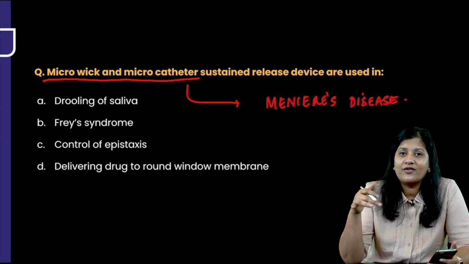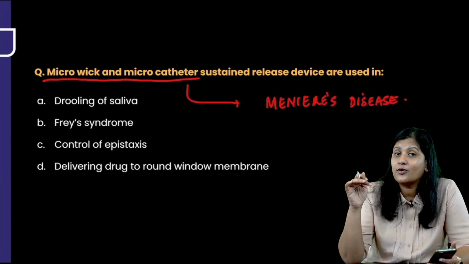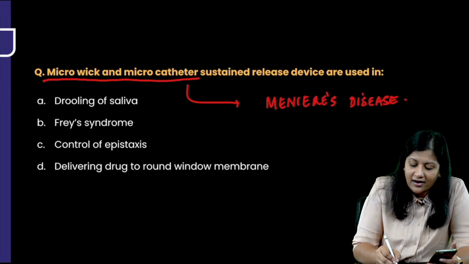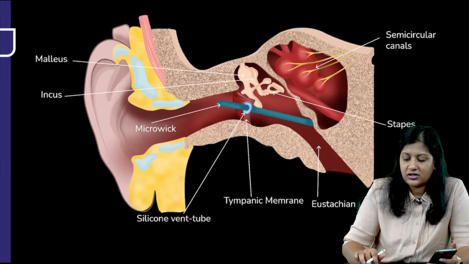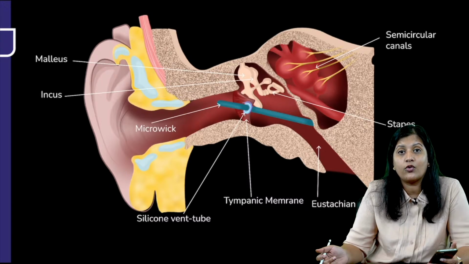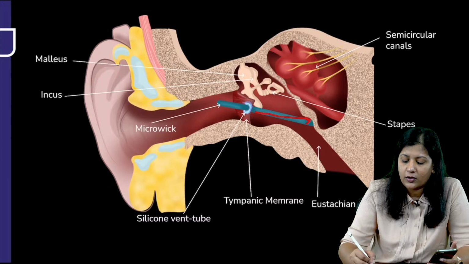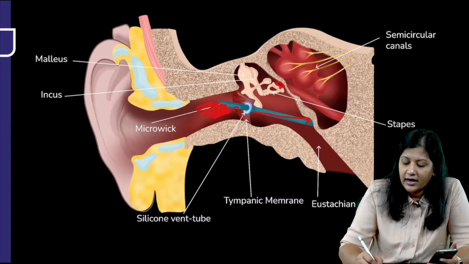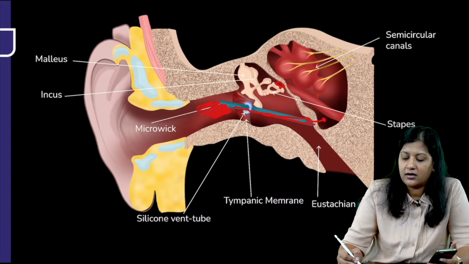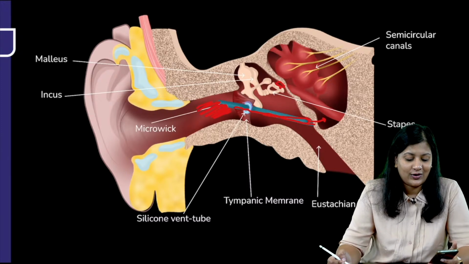Through the round window, you can put a wick or a catheter and deliver the drug into the cochlea. So these are drug delivery devices that are used across the round window in patients with Meniere's disease. This is how the micro wick or a micro catheter would look. It will be placed across the round window because the oval window has stapes above it. Over this wick you will fill the ear canal with the steroid drops. The steroid drops will get absorbed through the wick and go to the inner ear, and this is how you will be able to achieve a good concentration of steroid in your inner ear.